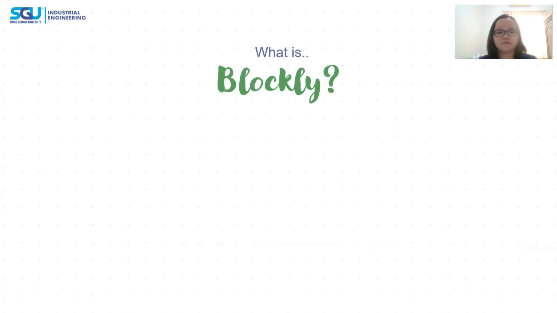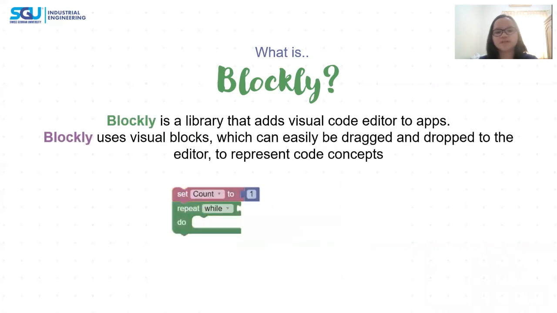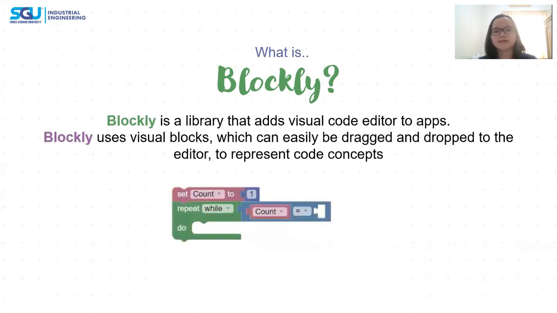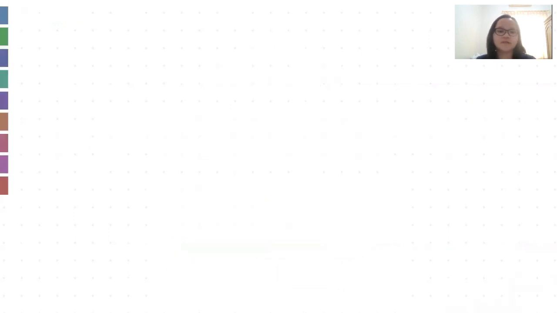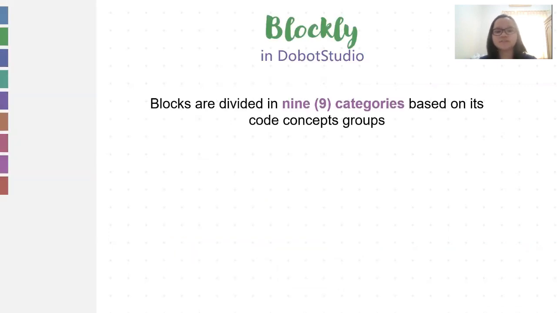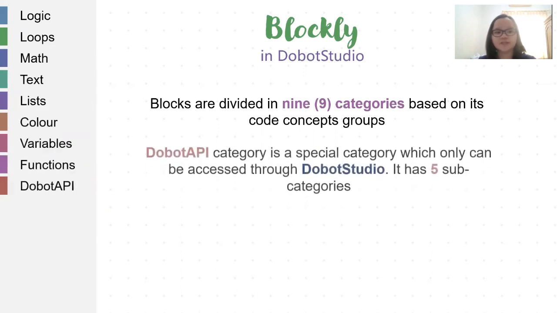Blockly is a library that adds a visual code editor to apps, and it uses visual blocks, as can be seen in the video, which can easily be dragged and dropped into the editor, and they represent code concepts. There are 9 categories of blocks in Blockly based on their code concept group, which are logic, loops, math, text, list, color, variables, functions, and Dobot API.